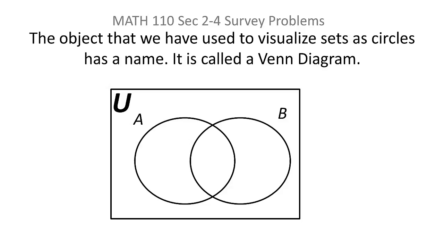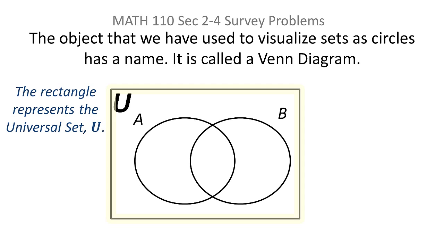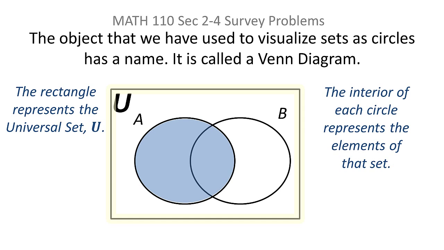Earlier, I used the idea of thinking of a set as a circle to graphically illustrate some of these things. I want to formalize this more here. That object actually has a name. It's called a Venn diagram. And in a Venn diagram, the rectangle around the circles represents the universal set. The interior of each circle represents the elements of that set, and we've done this before, so this is sort of just formalizing what we've already been doing.